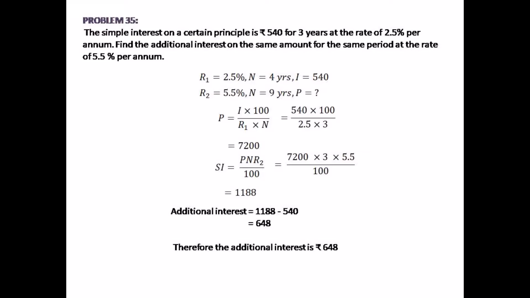To find the simple interest, first we have to find the principal amount. Principal equals 540 into 100, divided by 2.5 into 3, gives 7,200. Simple interest equals 7,200 into 3 into 5.5, divided by 100, gives 1188. Additional interest equals 1188 minus 540, gives 648. Therefore the additional interest is rupees 648.